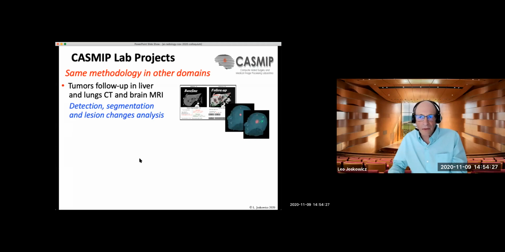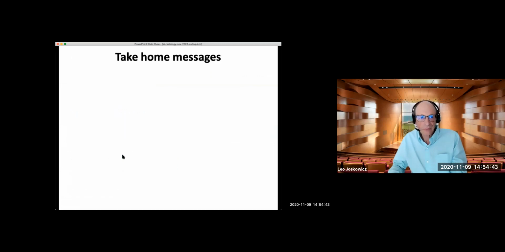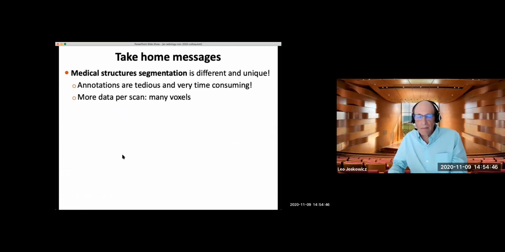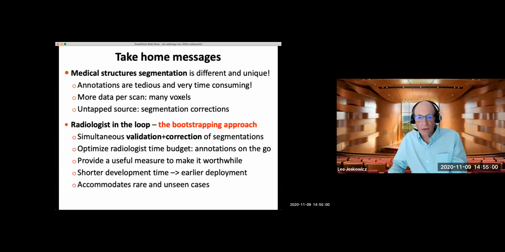And as I said before, we applied this to a number of other domains in which the number of scans required is relatively low, 100 for liver ones, and also about 100 for OCT scans for ophthalmology. So the take-home message is that the segmentation of medical structures is really unique and different because the annotations are very time-consuming. You want to have a radiologist in the loop to be able to do earlier deployment, and you should be able to estimate the observer variability.